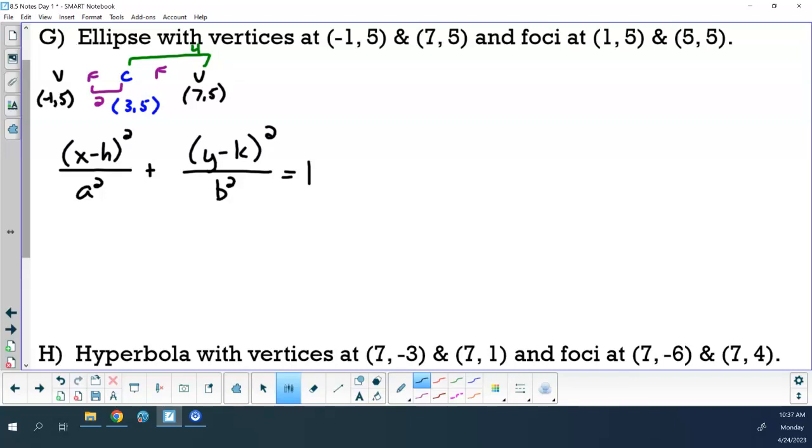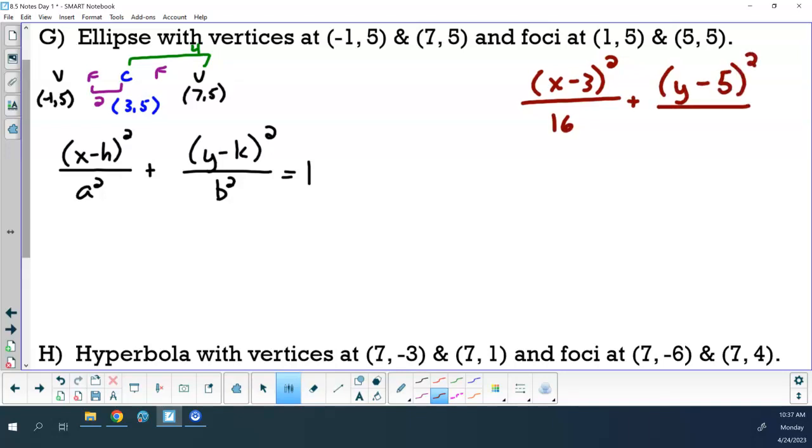What is a? A is 4, so a squared would be 16. Yep, okay, I'm with you on that. So this would be x minus 3 quantity squared all over 16 plus y minus 5 quantity squared all over... what's b? Do we know b yet? No. What's the formula that we use in an ellipse to find the foci?